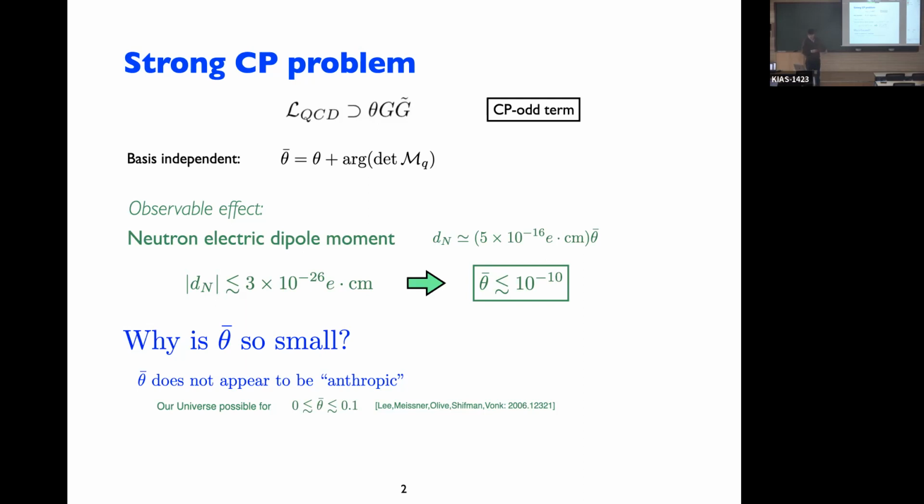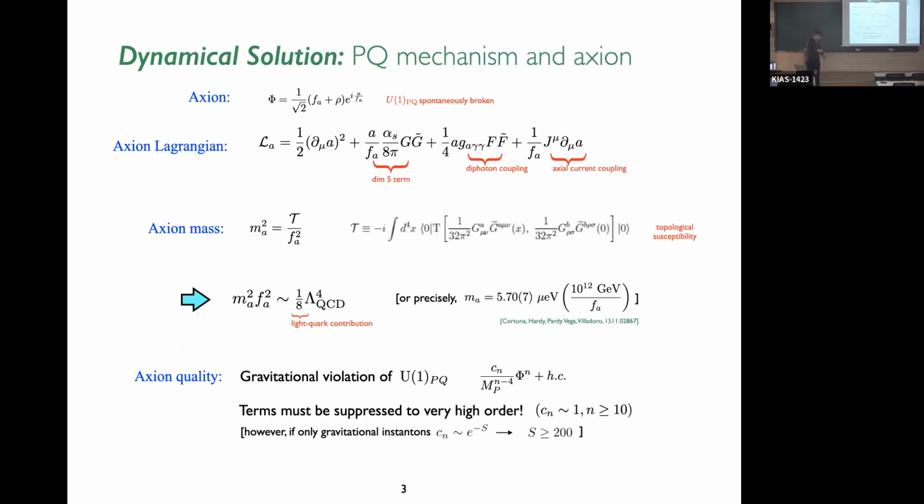So the fact that this theta bar is not anthropic suggests that there should be a dynamical solution, and the most popular one is the PQ mechanism and the axion. So here is the axion, which is the angular component of this complex scalar field. The axion Lagrangian has this anomalous coupling to GG tilde. There's also a photon coupling and also a coupling to the current. The axion mass is determined from the topological susceptibility, which is this 2-point function of this topological term, GG tilde, and that is what generates the axion mass.